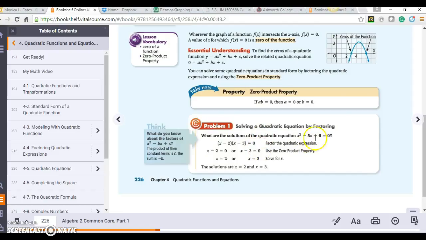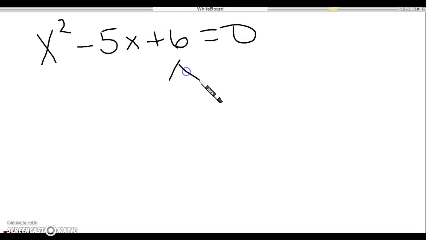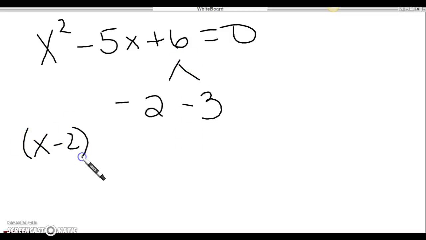So we need products here, at least two of them. We're going to have to change this to a product so that we can use the zero product property. All right, so we have x squared minus 5x plus 6 equals 0. Factoring was shown to us in another lesson, so we are pretty good at factoring by now. I know that 2 times 3 equals 6, positive 6, but I wanted to add up to be negative 5. So I'm going to say negative 2 times negative 3. When I add those, I get negative 5, and negative 2 times negative 3 equals positive 6. So I have x minus 2 times x minus 3 equals 0.